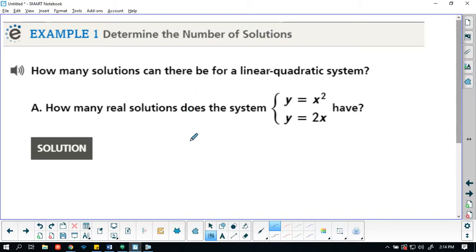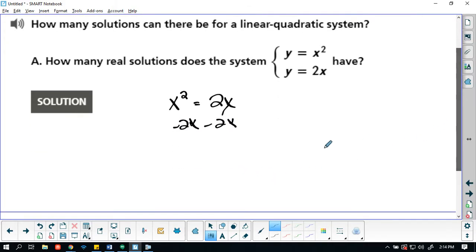And what I'm going to start doing is I'm going to start with substitution. I'm going to make that x squared equal to 2x. Basically, I'm substituting this y equals into that y. Subtract the 2x, and I am left with x squared minus 2x equals 0.